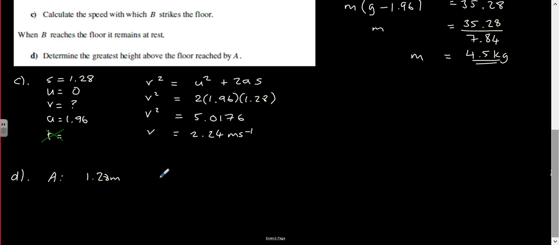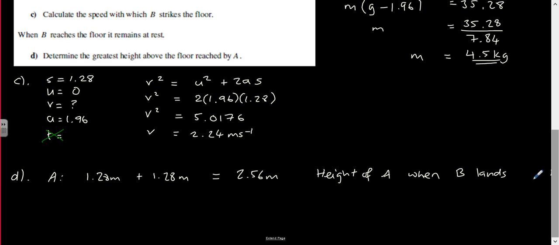After, or as B hits the floor, A has traveled a further 1.28 meters. Okay, it started 1.28 meters above the ground, and it moved up by 1.28 meters because B moved down by 1.28 meters. And that's a given, all right? So we know that the minimum distance that we have, at least, is going to be this 1.28 doubled, 2.56 meters. Now, 2.56 meters is the height of A when B hits the ground.